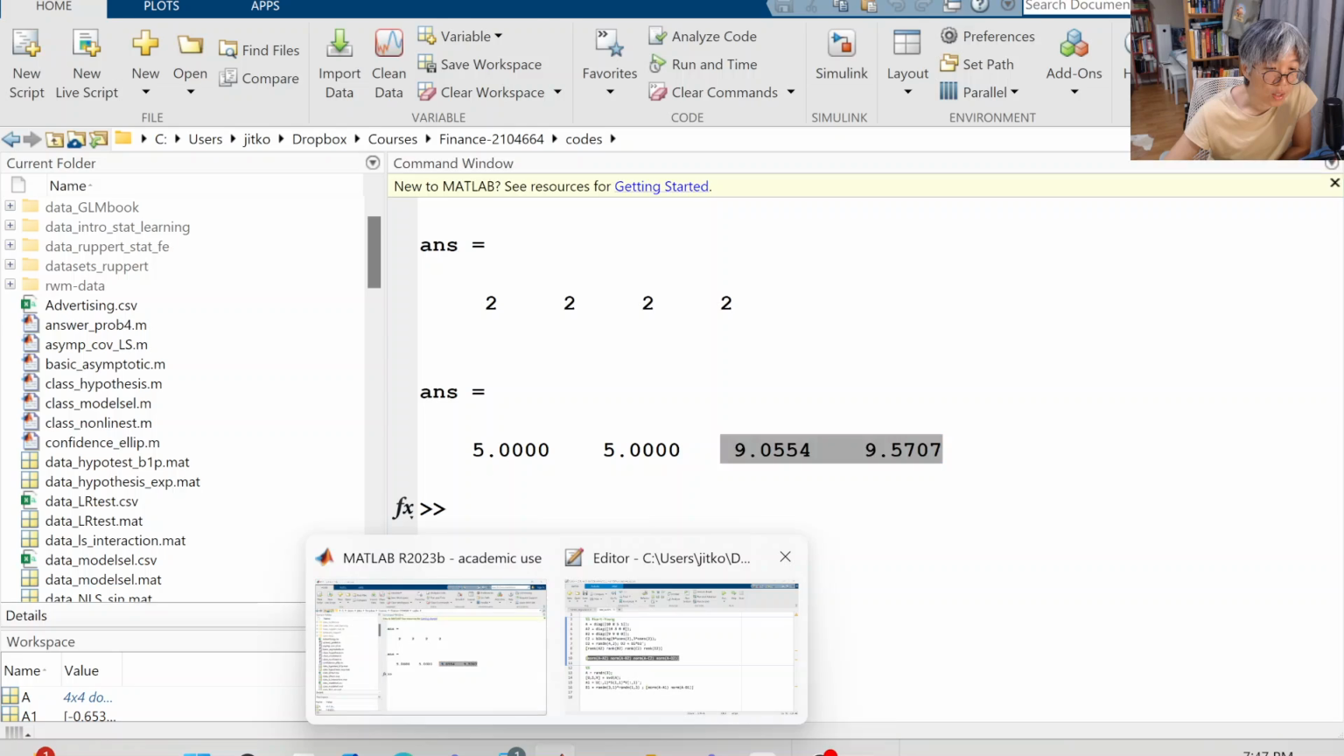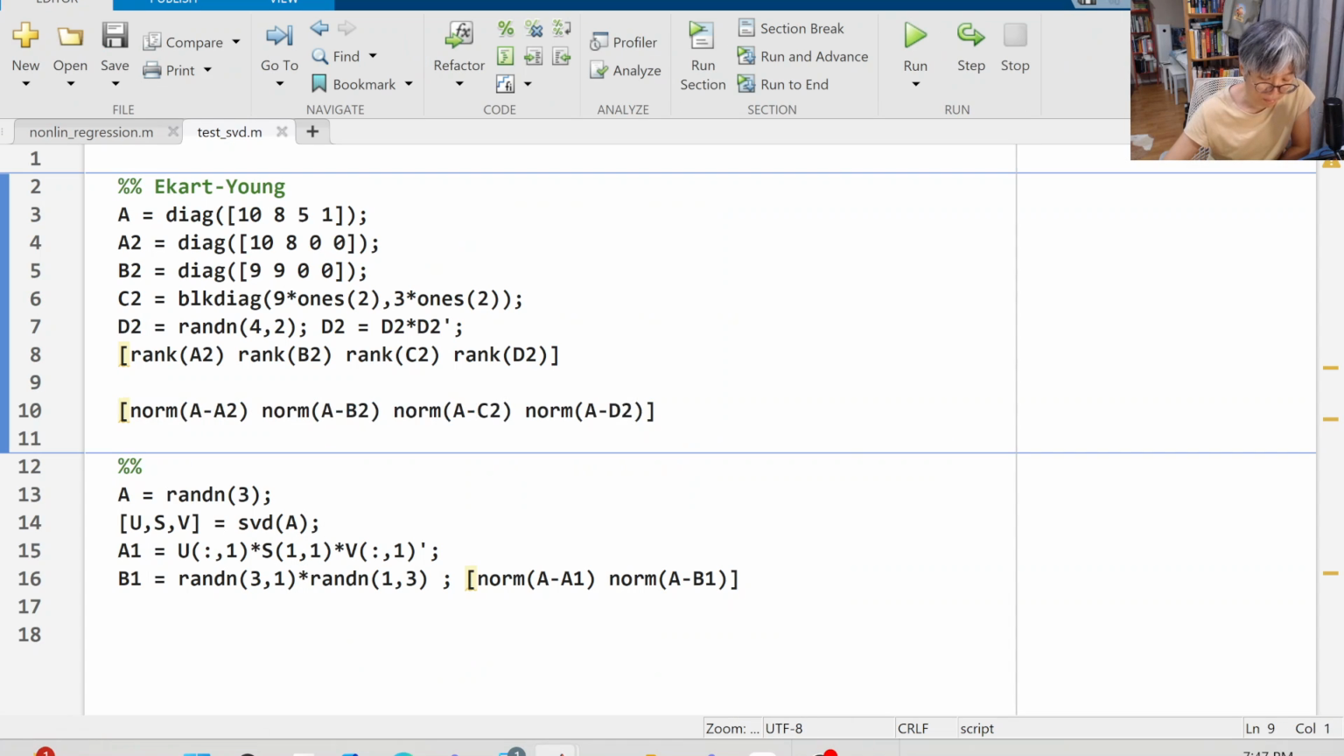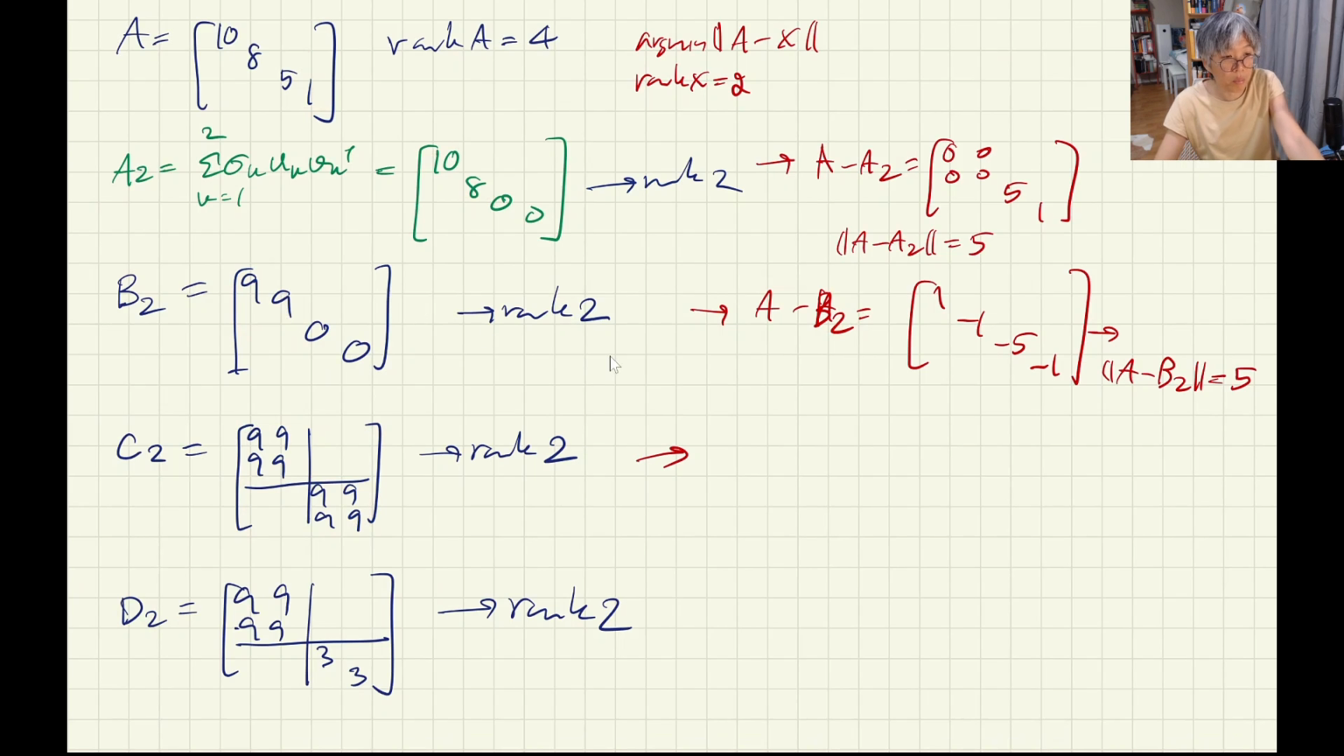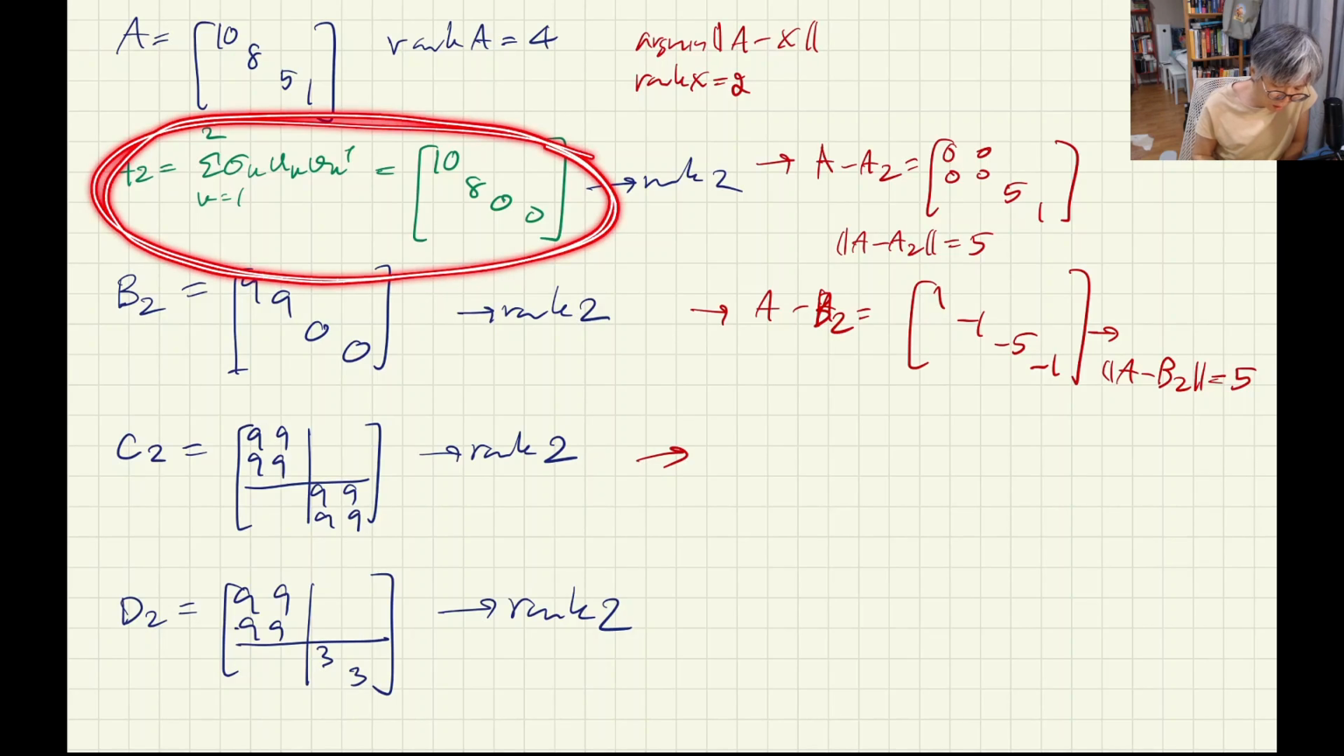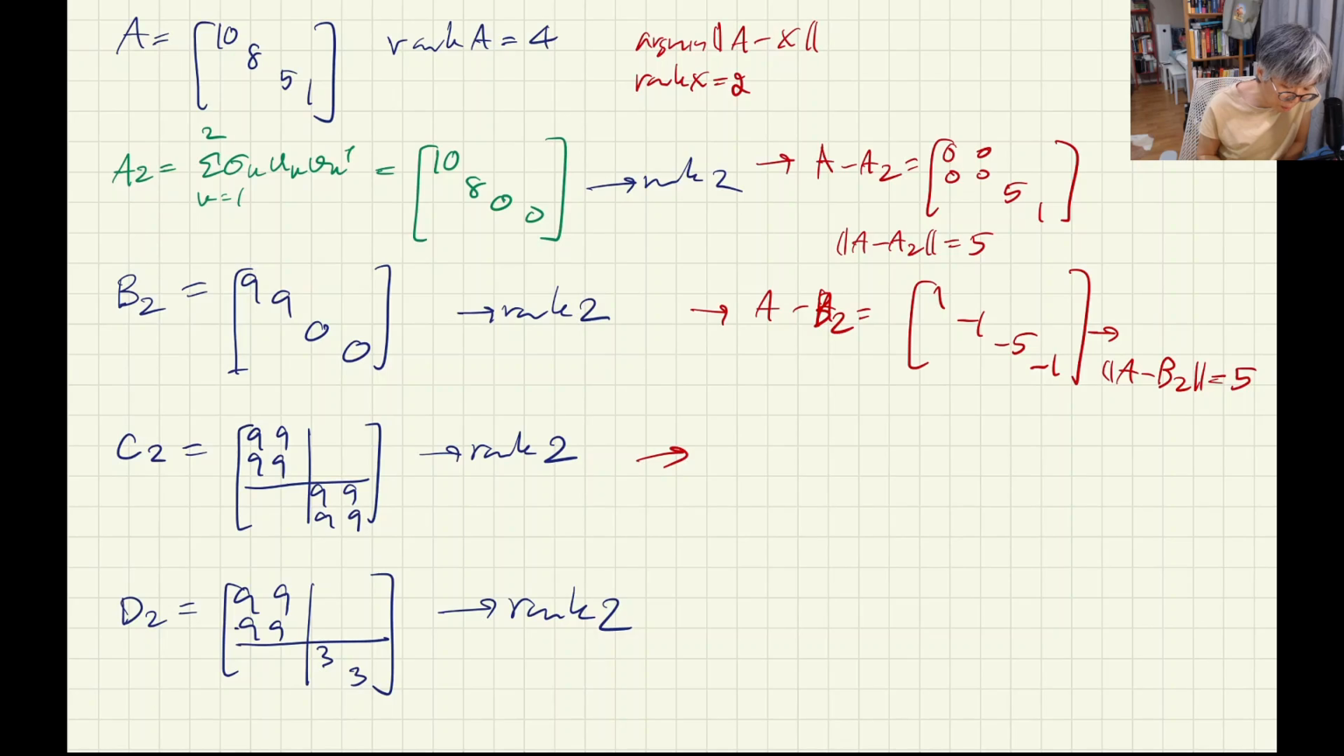So this illustrates that in this example, the best low rank approximation is going to be from the SVD decomposition, but you use only the terms up to the rank you want to use. Okay, I'm going to do another example as well.